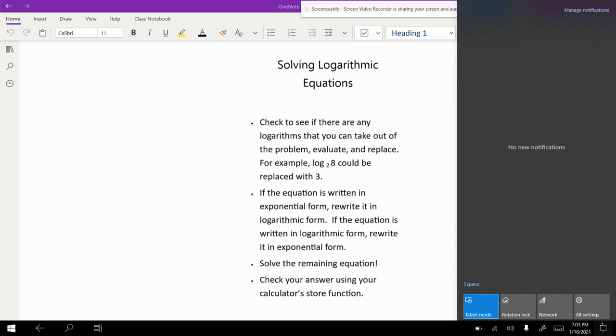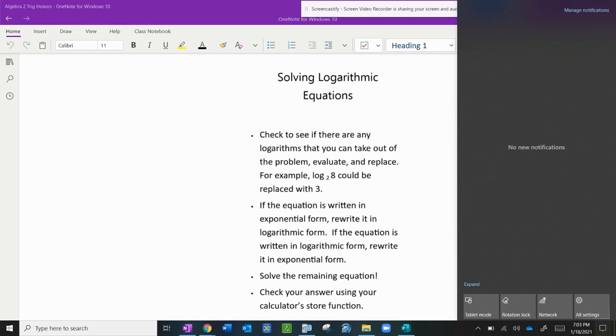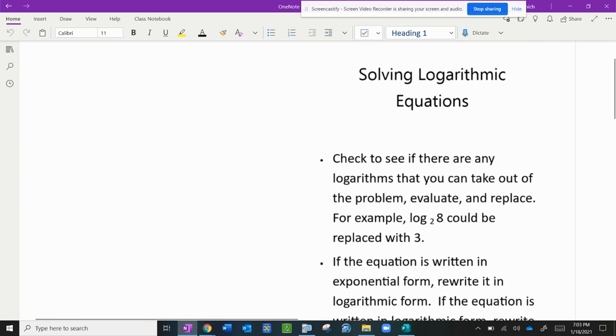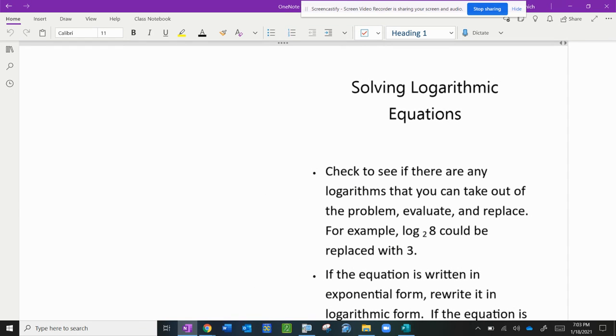Hey, this is our next lecture on solving logarithmic equations. Hopefully, while I was gone, the properties of expanding and contracting went well because we'll be using a little bit of those today.